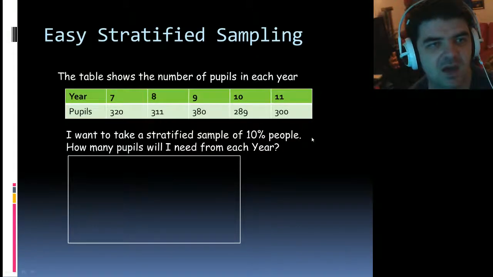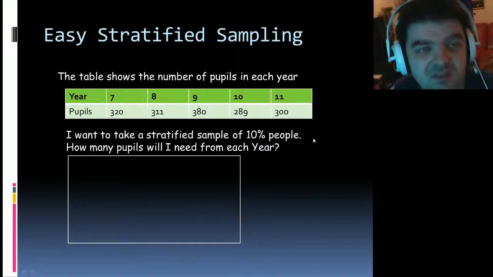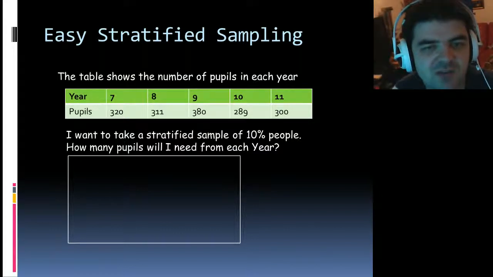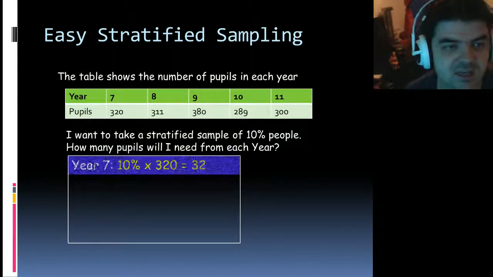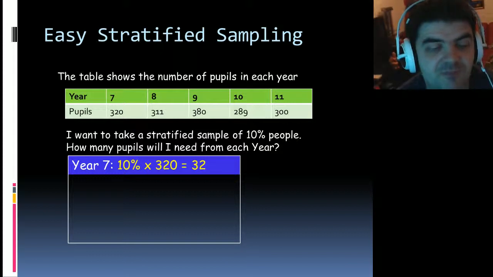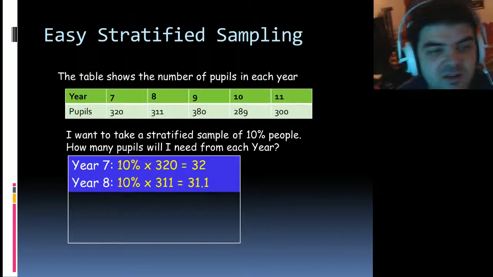So I'll start with an easy stratified sample question. The table shows the number of pupils in each year. In year 7 there's 320, year 8 311, etc. So I want to take a stratified sample of 10% of people. How many pupils will I need from each year? Well, you probably wouldn't need me to tell you that you would just take 10% of each year group. So 10% of 320 is 32. 10% of year 8 is 31.1.